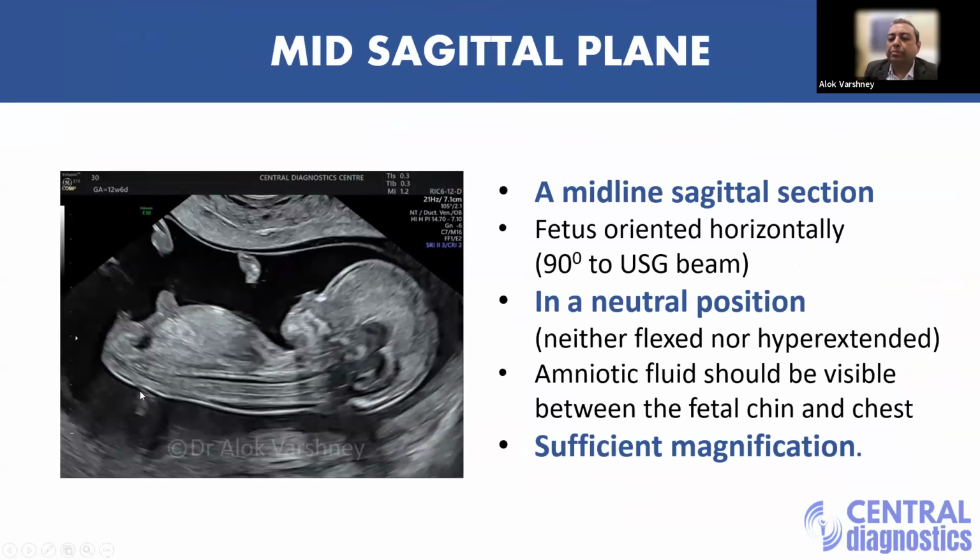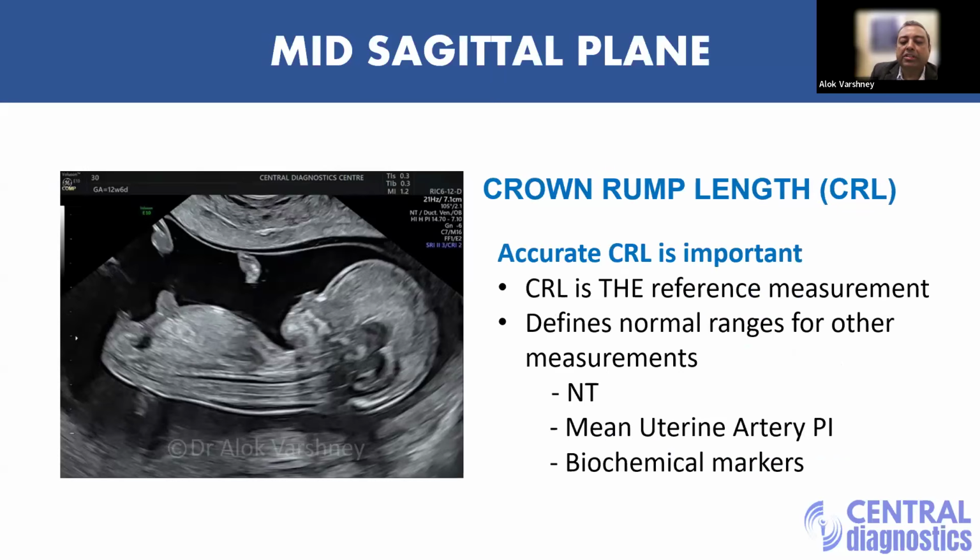So the fetus preferably should be oriented horizontally, 90 degrees to the beam, and that's when you get a good image like this in a neutral position, which means it should be neither flexed nor hyperextended, which means there should be some sliver of fluid underneath the chin of the fetus, between the chin and the chest. And very, very important, it has to be a magnified image. It has to be sufficiently magnified. That's when we are going to see the structures.